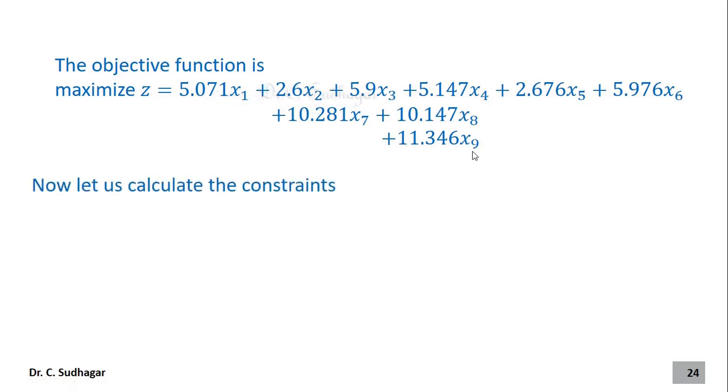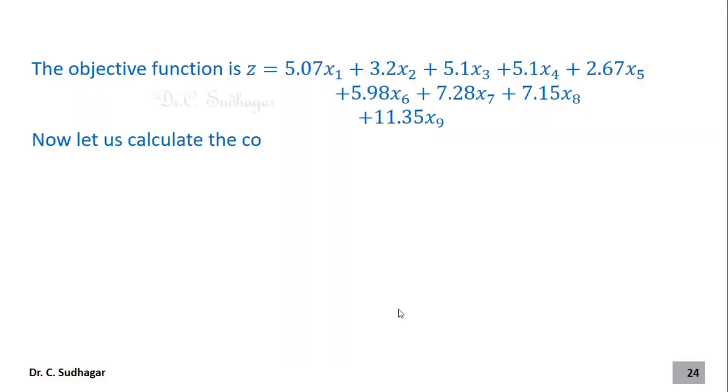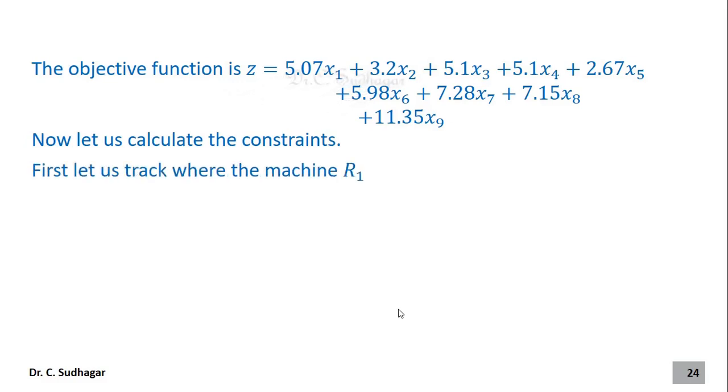Now let us calculate the constraints. We have done the objective function. Because the machine is not available for a longer period, it has a limitation. We can run machine 1 only 300 hours, and machine 2 for 390 hours, and so on. So let us track the machine constraints one by one.